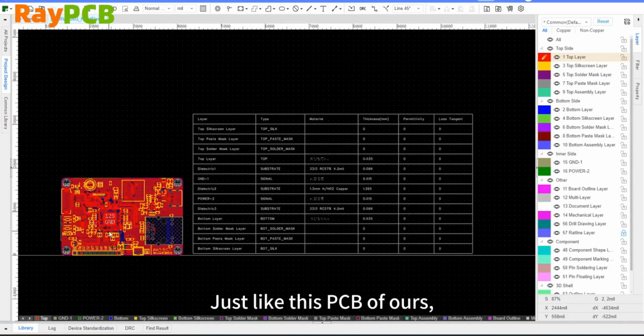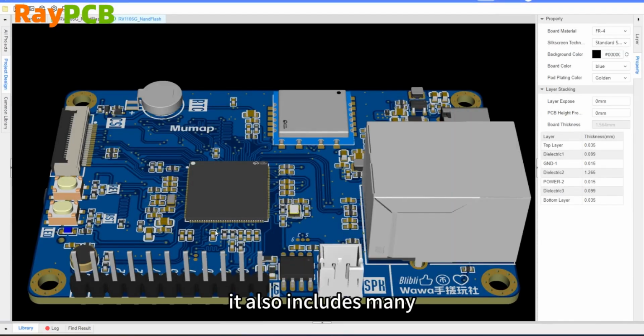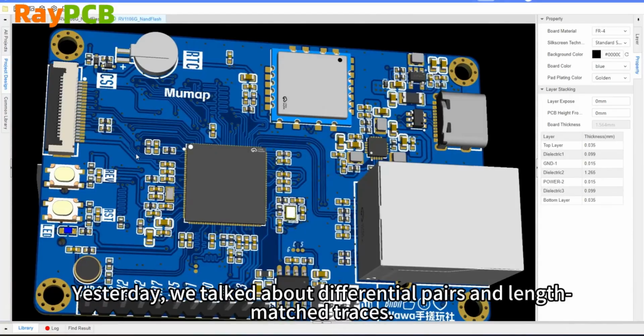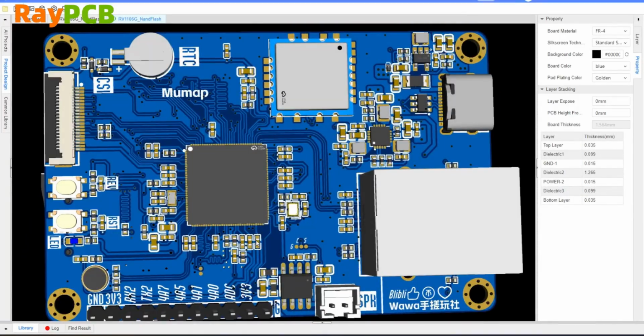Just like this PCB here, it also contains many parts that involve impedance and impedance control. Yesterday, we talked about differential pairs and length matching. Most of these differential lines also require impedance control at the same time.